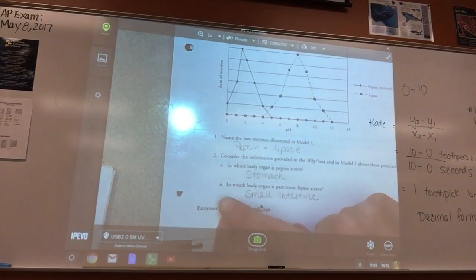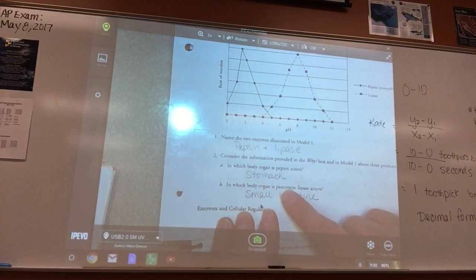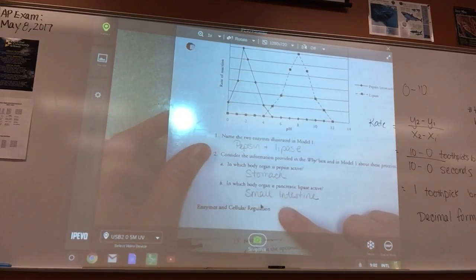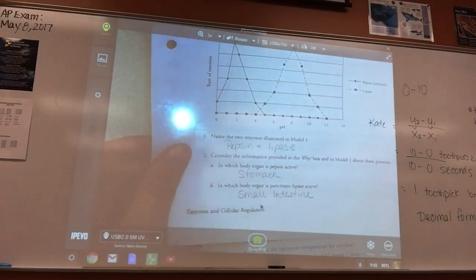So then B, when it says in which body organ is pancreatic lipase active, the name is misleading. It's called pancreatic lipase, but it's not active in the pancreas. It's active in the small intestine. They call it pancreatic lipase because it's made in the pancreas and then gets secreted into the small intestine where digestion actually happens. There's actually no food that ever enters the pancreas, so the pancreas produces enzymes for the digestion.